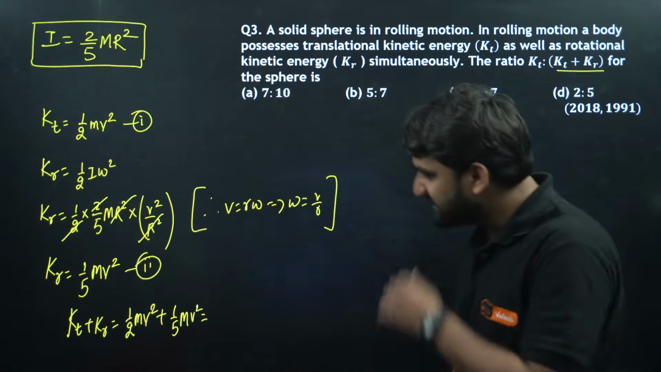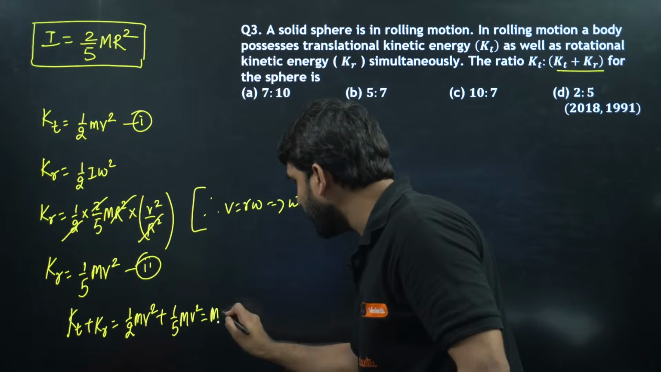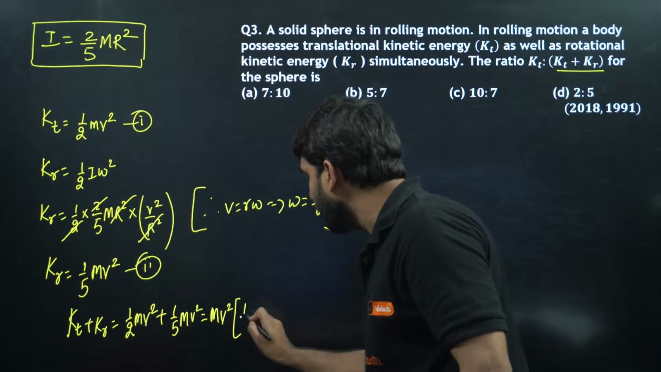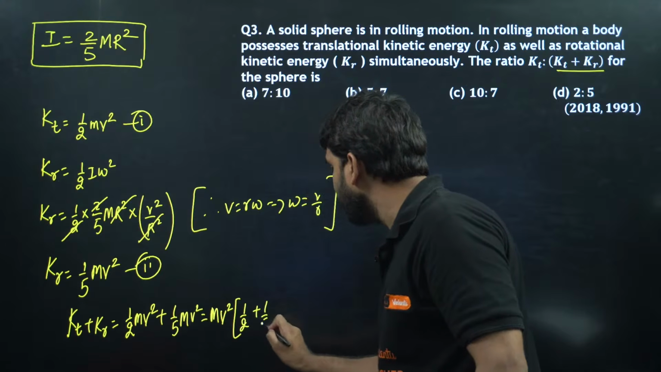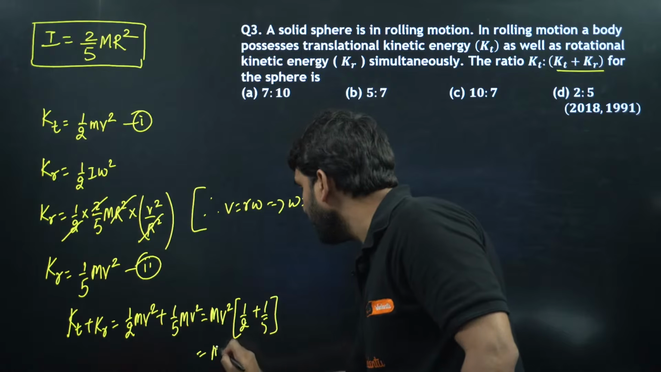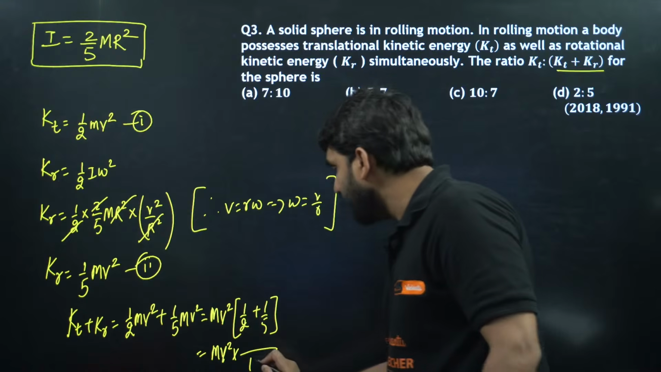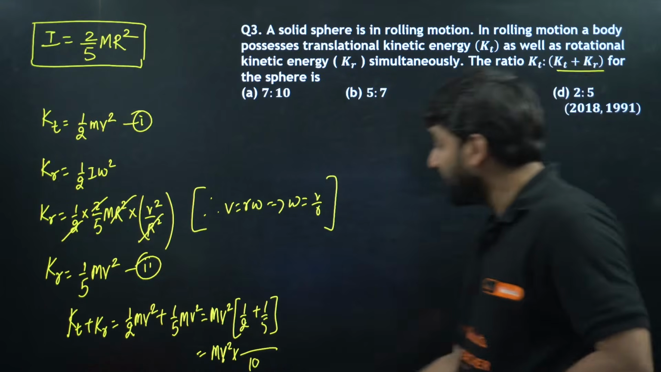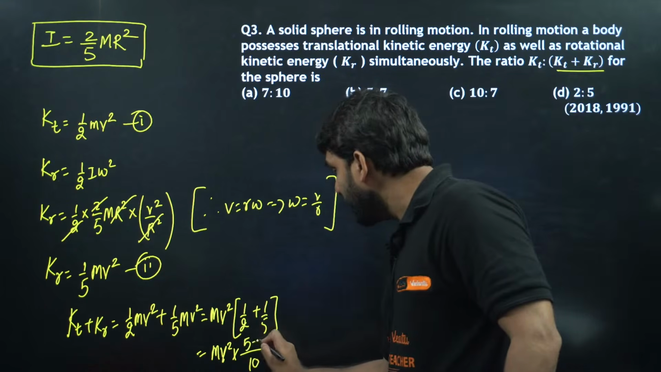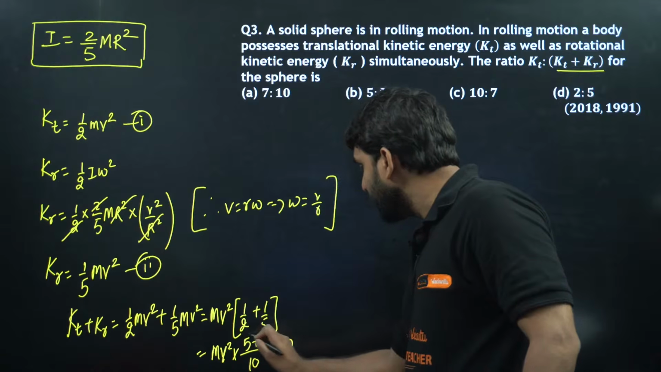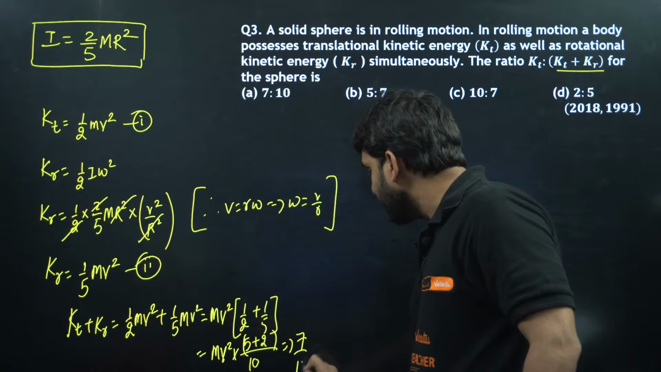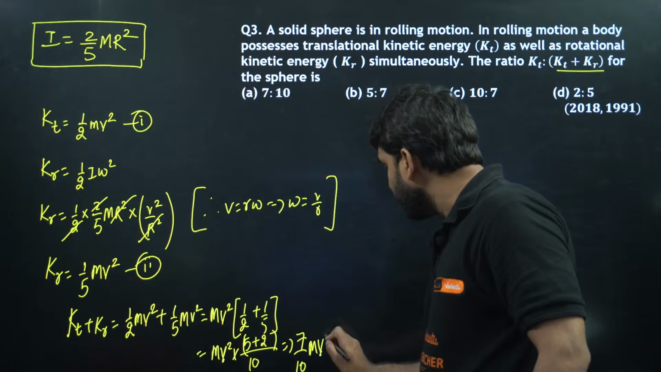So if we take mv square common, this will be 1 by 2 plus 1 by 5, right champion? So this will be equal to mv square. Can we take LCM here? The LCM of 5 and 10 will be 10, right? So 2 5s are 10, and 5 2s are 10, so here we are getting 7 by 10 mv square, right?